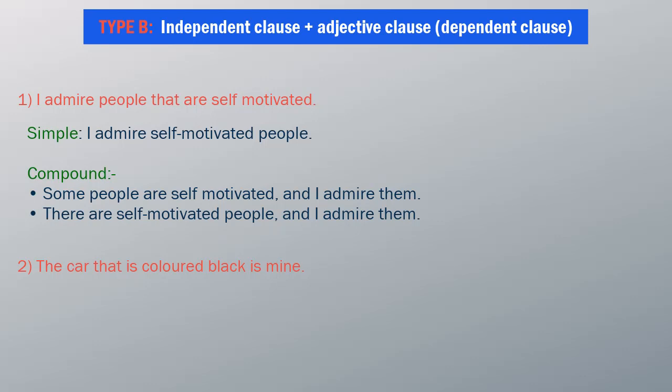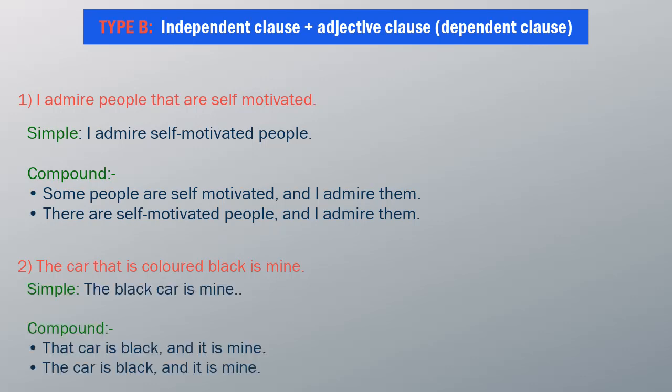The car that is colored black is mine. Complex sentence. The car is mine, independent; that is colored black, dependent, modifying the subject. Simple sentence: remove everything, use the adjective black and place it before the noun. The black car is mine. Compound sentence: the car is black and it is mine. Or that car is black and it is mine.